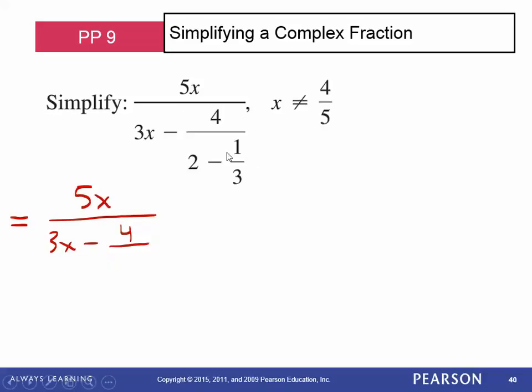So common denominator for this piece, I go with 3, is that right? So now we'll change this 2 to 6 over 3 minus 1 over 3. So notice we're just handling and simplifying. Okay, if that's the case, then that now becomes a 5x over 3x minus 4 over 5/3.